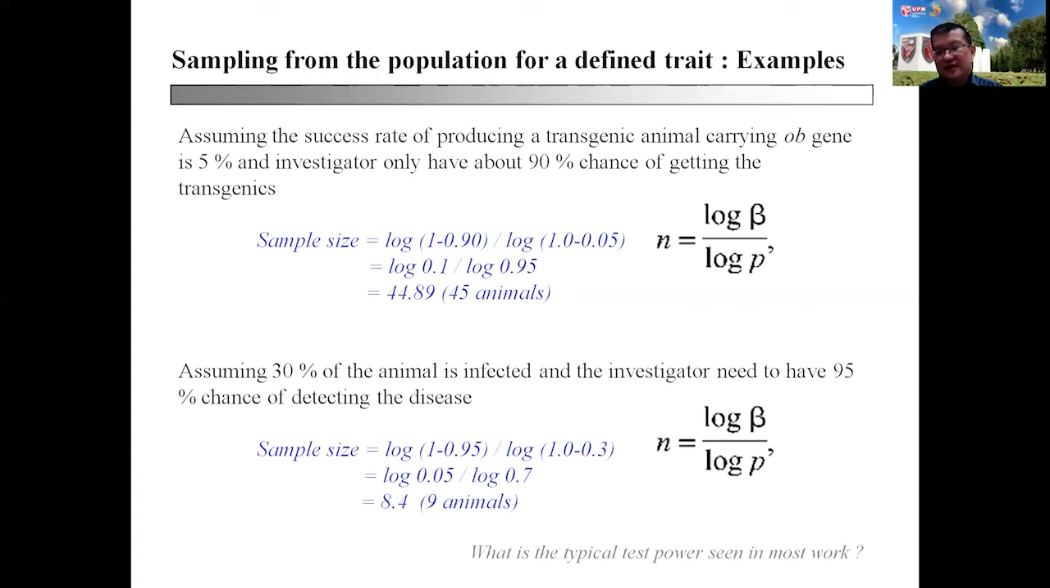So this formula can be used to calculate the sample size required for an outcome, and at the same time, it can also be used to determine the minimum number of animals that you need to sample for an outcome to be seen.